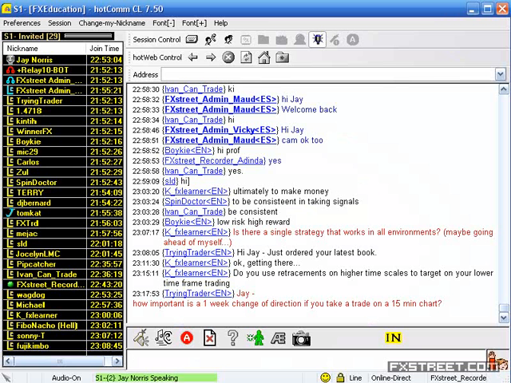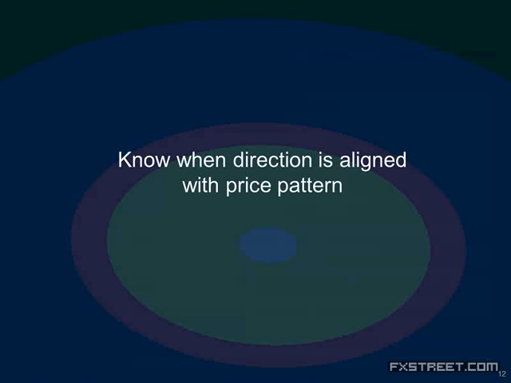Know when direction is aligned with price pattern. Both those are extremely important. We always say price pattern first. You have to know the price pattern, then you have to know when direction has changed. I learned a lot over the 4 years it took to put together our courses, and the most important thing was knowing when direction is aligned with price pattern, because this determines when to enter a trade and when to exit a trade, and essentially this is the trigger we use.